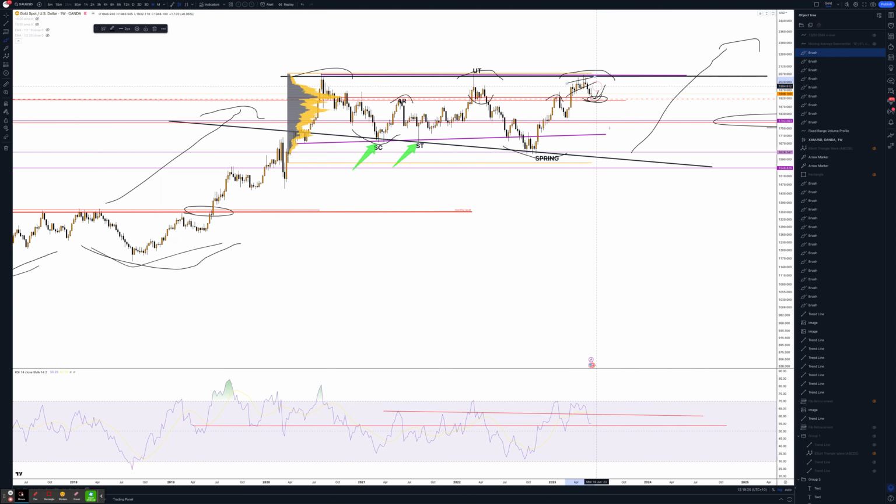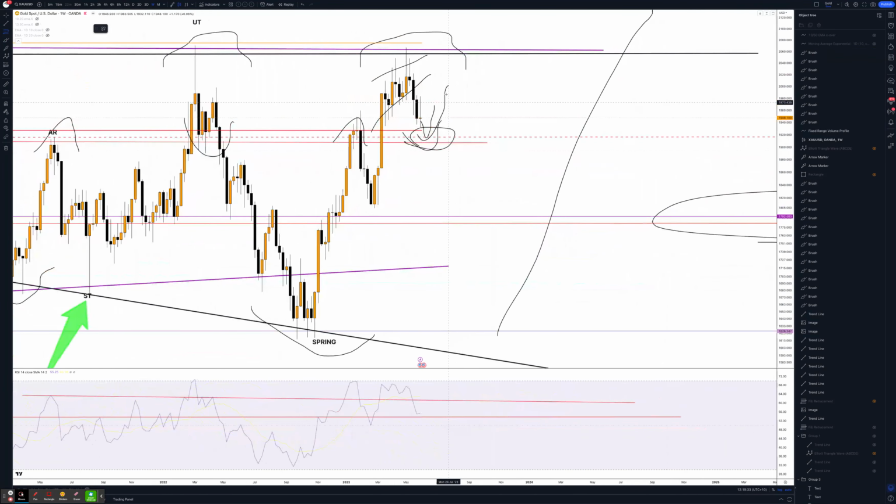That is a topping off structure on the weekly. Let's zoom in a bit more. Let's put our Elliott Wave count in there.